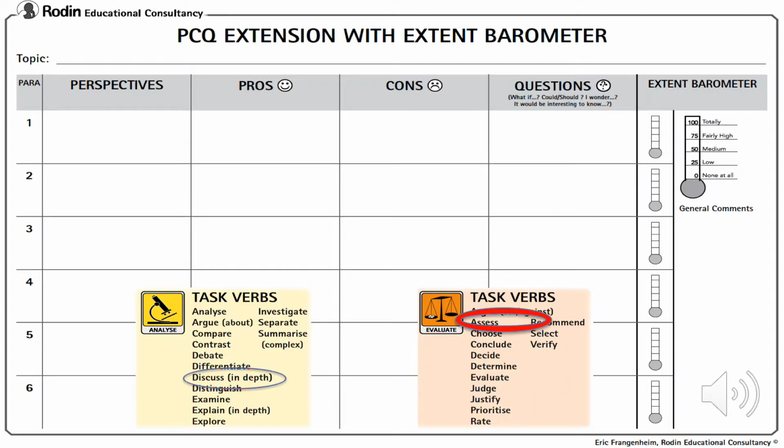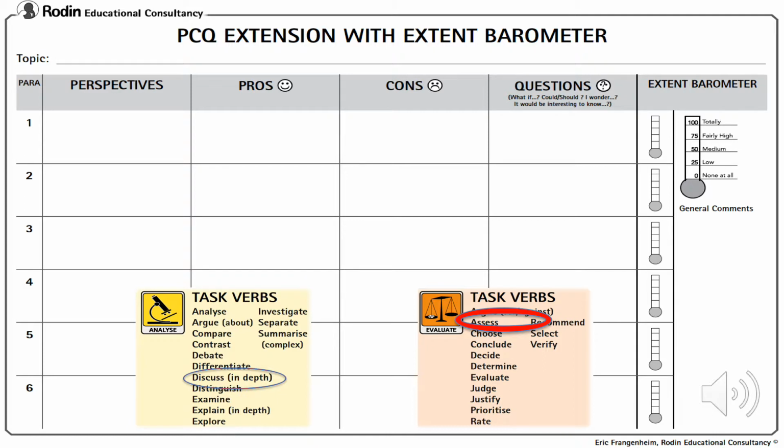In terms of higher order thinking, a very useful strategy is the pros, cons, question, extension with the extent barometer. The pros, what's good about something; the cons, what's not; questions, what if, I wonder, could, should, it would be interesting to know. When you apply this to a question or a discussion, and you break this down into various criteria or perspectives, that is the extension, and you fill out all that information, that's a great analysis.